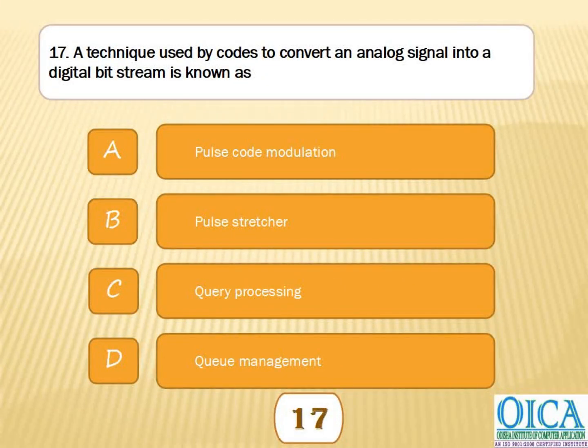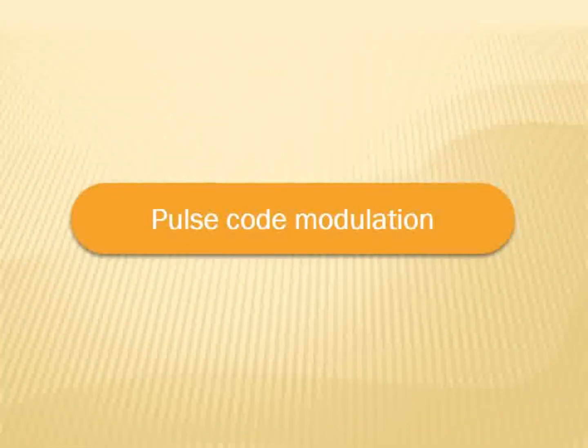Next, a technique used by codec to convert an analog signal into a digital bit stream is known as: A. Pulse code modulation, B. Pulse structure, C. Query processing, D. Queue management. The answer is A. Pulse code modulation.